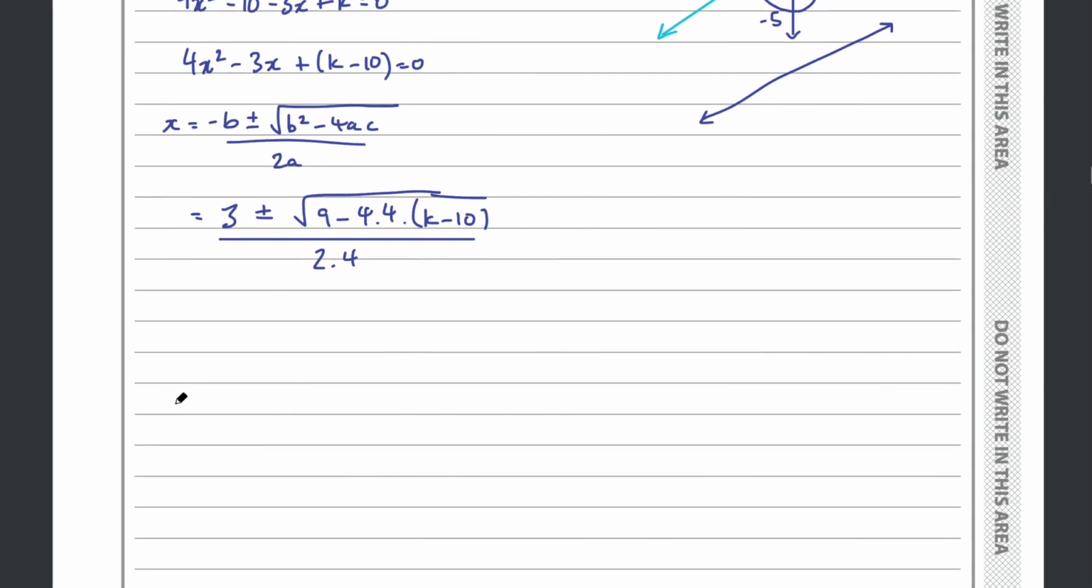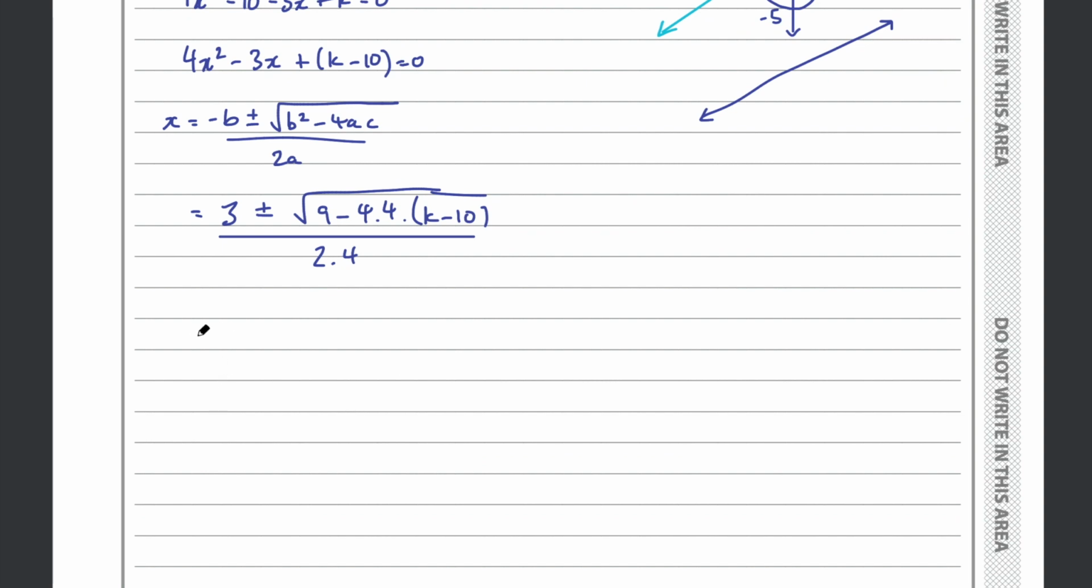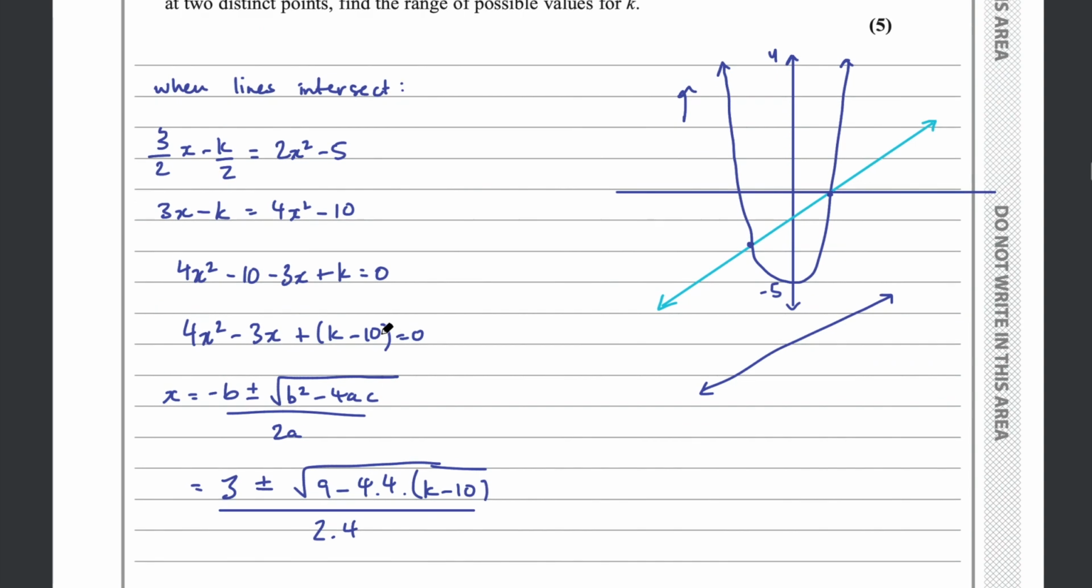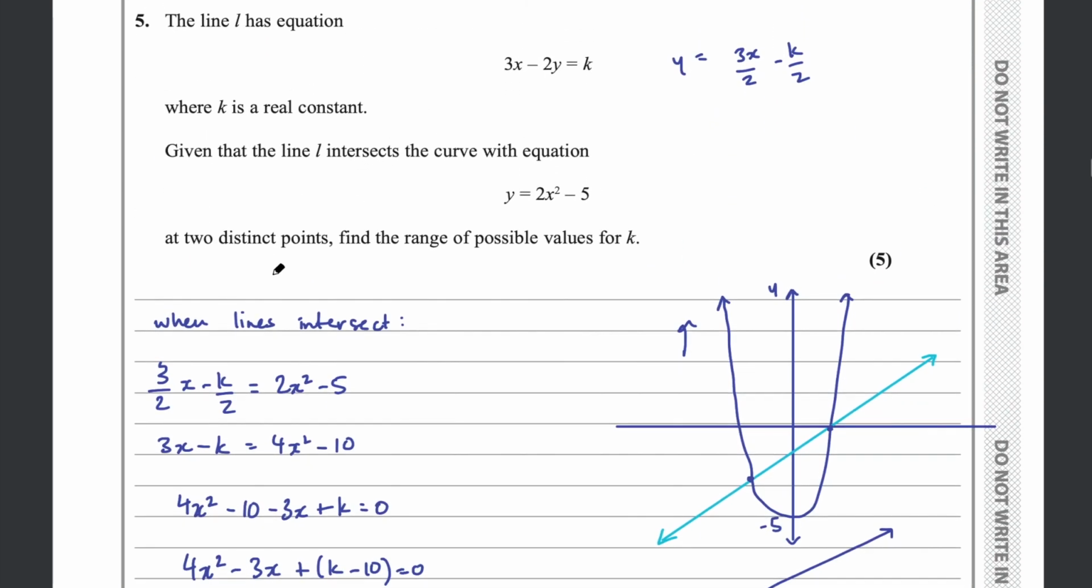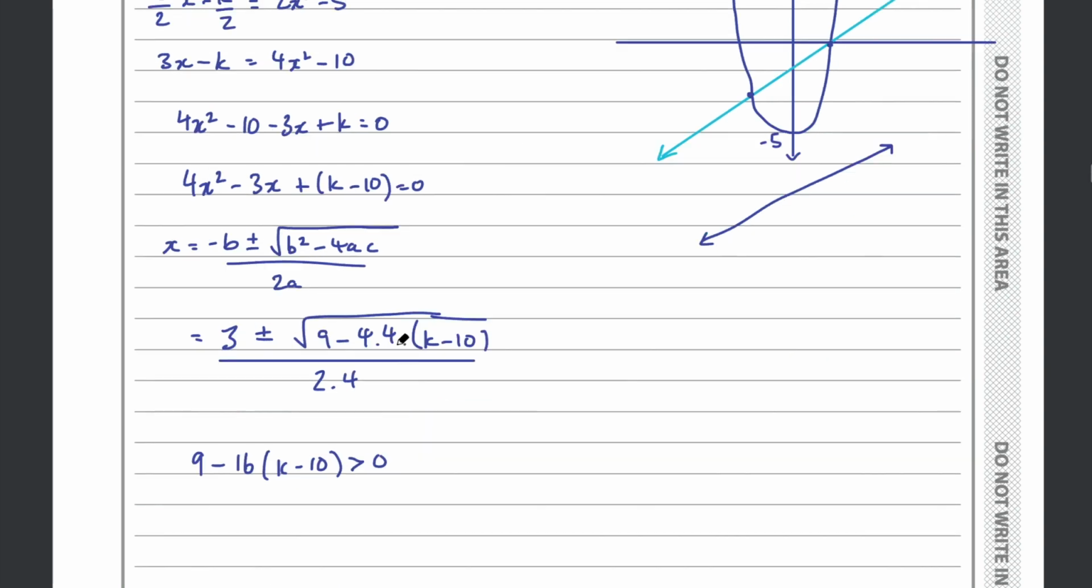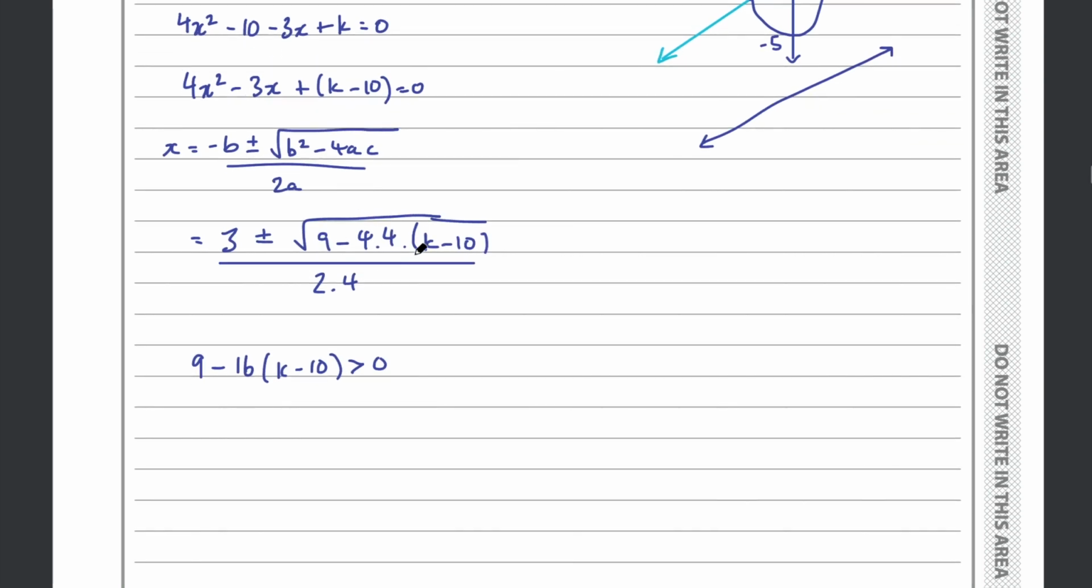So that's what my next line is going to be. 9 take 16 times k take 10 must be greater than 0. Now, why not greater than or equal to 0? Because if it was equal to 0, there'd only be one solution, and the question says there are two distinct points where the line cuts the quadratic. That means that this quadratic here must have two distinct solutions. Therefore, this discriminant must be greater than 0, not greater than or equal to.